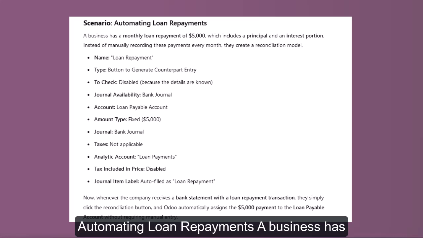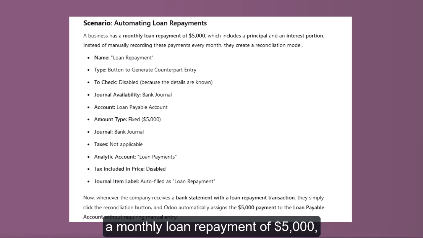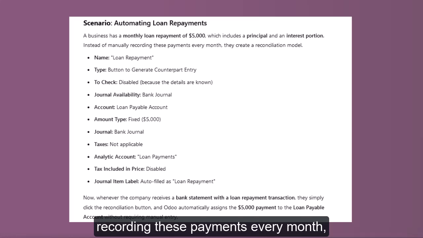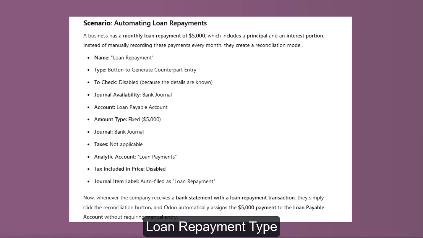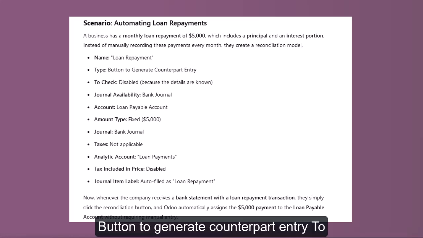Scenario: automating loan repayments. A business has a monthly loan repayment of $5,000, which includes a principal and an interest portion. Instead of manually recording these payments every month, they create a reconciliation model. Name: loan repayment. Type: button to generate counterpart entry. To check: disabled because the details are known. Journal availability: bank journal. Account: loan payable account.